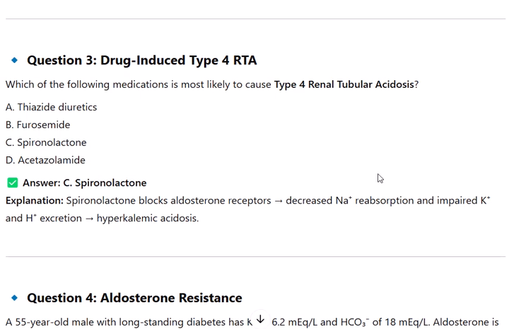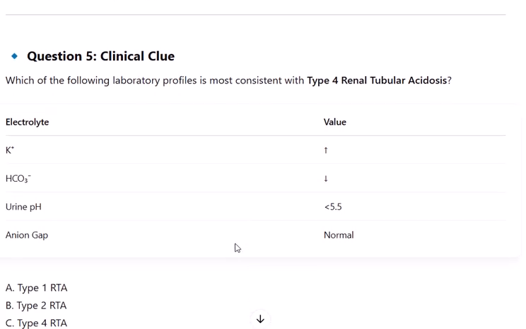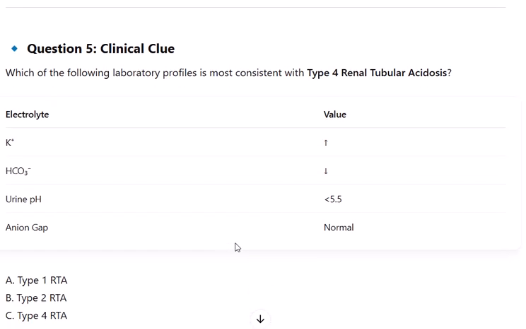Aldosterone receptor resistance. Explanation: normal aldosterone but ineffective response, common in diabetic nephropathy, causes aldosterone resistance seen in type 4 RTA. Question 5. Which of the following laboratory profiles is most consistent with type 4 renal tubular acidosis? Electrolyte values: K high, HCO₃ low, urine pH 5.5, anion gap normal.